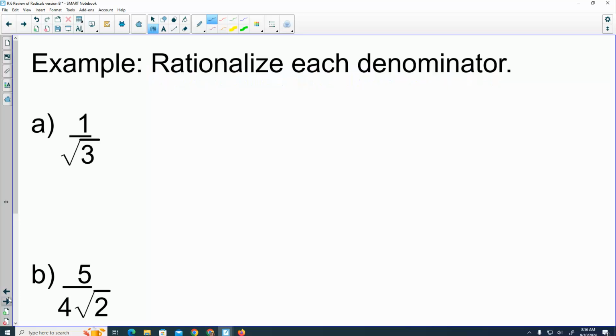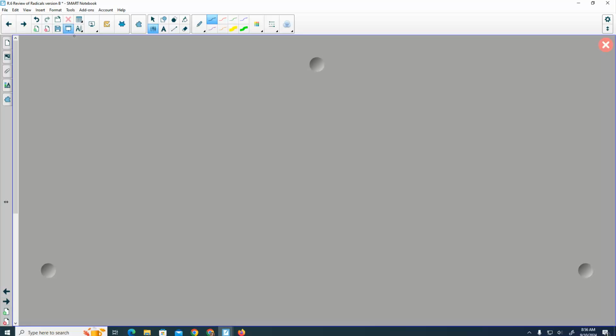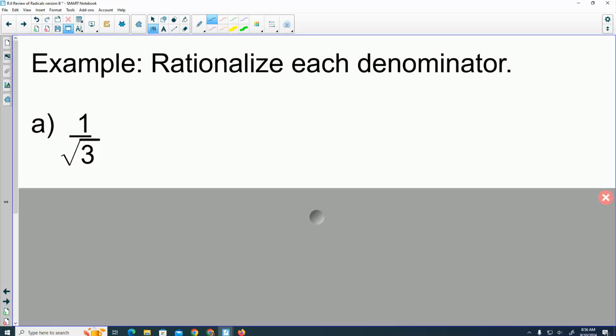So for instance, if I gave you 1 over the square root of 3. I always have somebody that just says, oh, yep, I can square, and that is 1 over 3. Is 1 divided by the square root of 3 going to give you the same decimal as 1 over 3? No. So this is not okay.